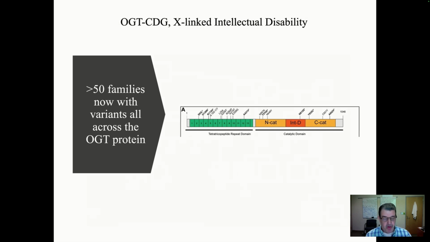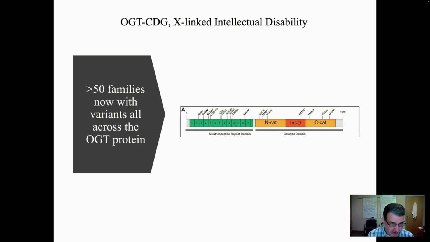But between 2015 and now, the game has really changed, right? On the right here, I'm just showing you a cartoon of this OGT protein. It has two domains: on the left side, a tetratricopeptide domain, and on the right side is the enzyme function, the catalytic workhorse domain. And you can see that there are mutations all over the place.